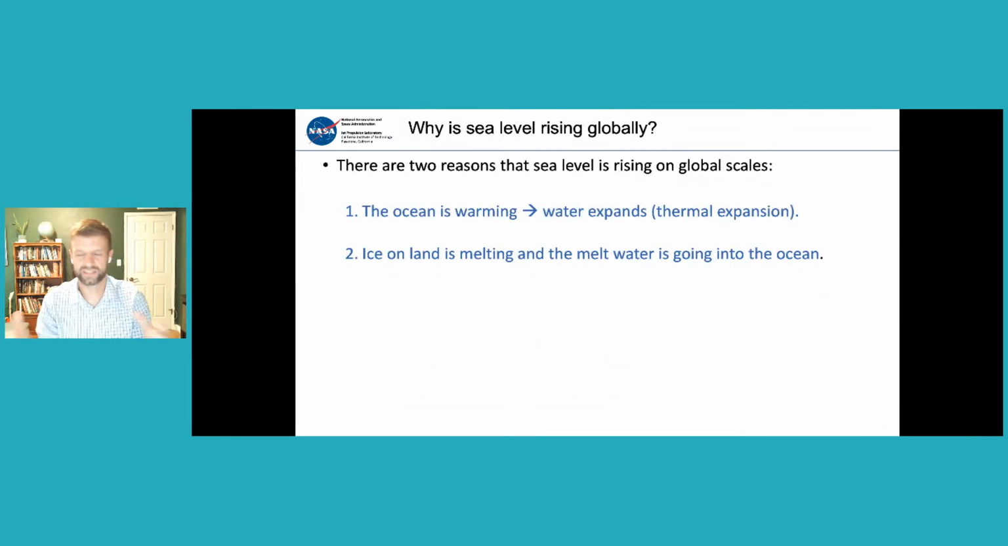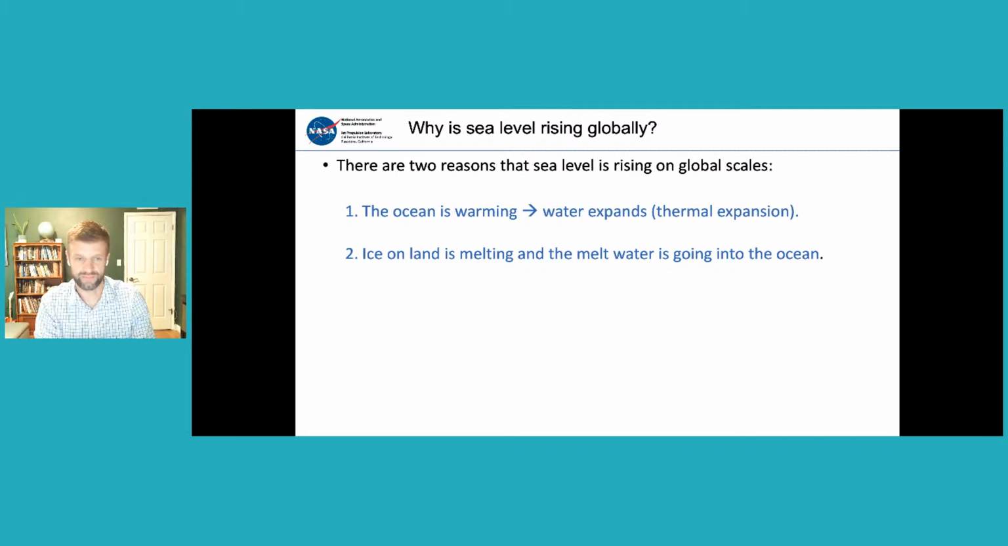All right, so why is sea level rising globally? And there's really 2 reasons for this, and I'm sure a lot of you are very familiar with this. So the biggest one is the ocean is warming. So as the ocean warms, that water expands. So we simply call this thermal expansion, and that causes sea level to rise on these very big global scales.